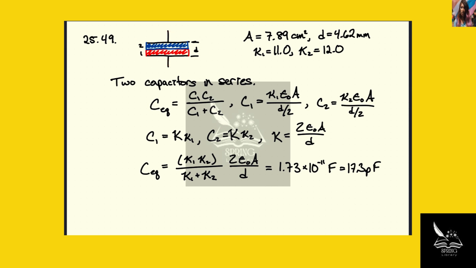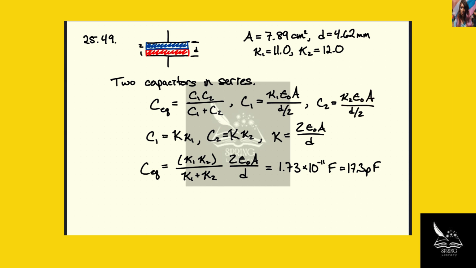We know that for two capacitors in series, the total capacitance is C1 times C2 all over C1 plus C2. Now we can get the capacitance in terms of the geometry and the dielectric constant. The first capacitor has a capacitance kappa 1 epsilon naught A divided by D over 2, and the second one has a capacitance kappa 2 epsilon naught A divided by D over 2.